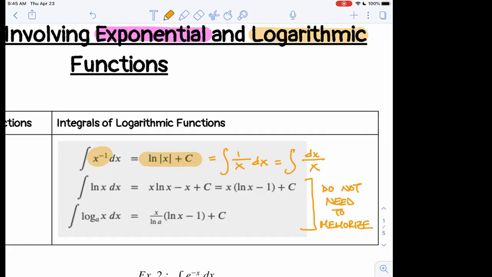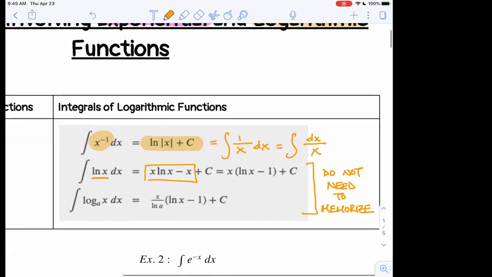So if you have the integral of the natural log of x, then what happens is you get x natural log x minus x, okay? And if you happen to have a log, but it does not have a base e, like a log base a, then the formula, similar to the exponential one, is almost the same. You just have to divide by that natural log of a. All right, so those are our formulas.